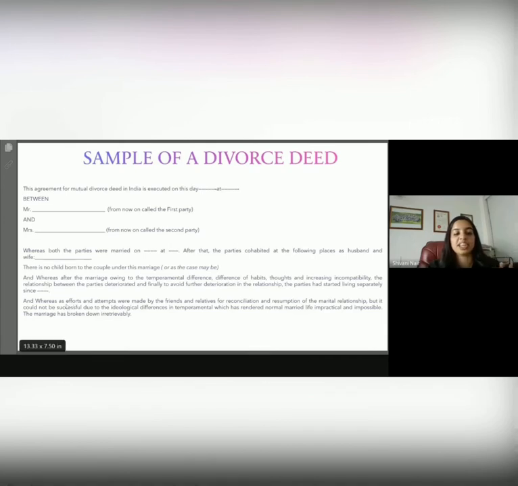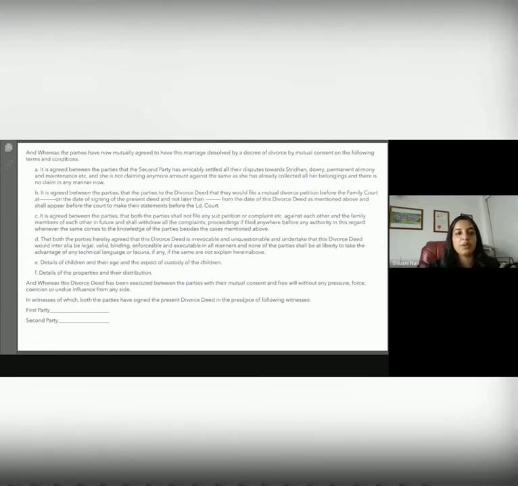Then in the next paragraph, you write that all the efforts made by the family and friends to reconcile the relationship could not succeed owing to the differences. Such as: whereas the efforts and attempts were made by friends and relatives for reconciliation and resumption of marital relationship, but it could not be successful due to the ideological and temperamental differences, which have rendered normal married life impractical and impossible. The marriage has broken down irretrievably.